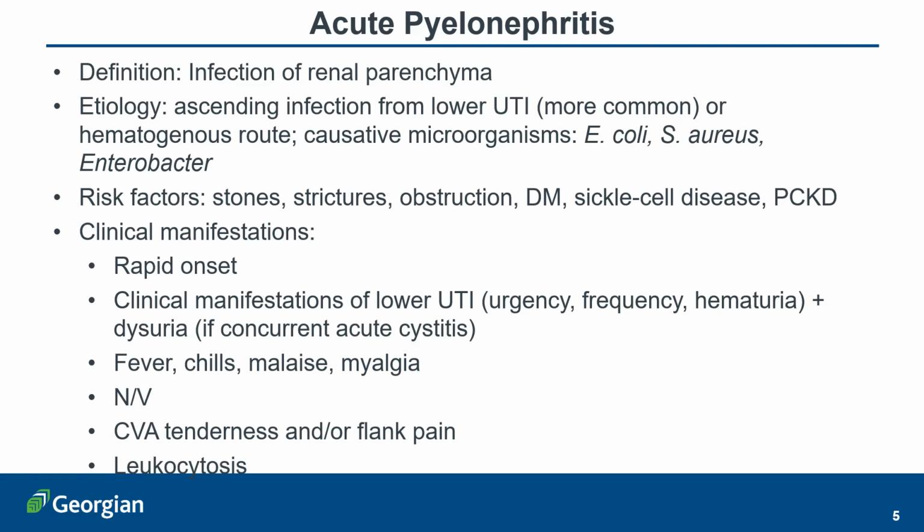For the clinical manifestations of acute pyelonephritis, it's usually a rapid onset, so not several weeks, but several days. And then you have the clinical manifestations of a lower UTI, because usually it's an ascending infection, so there's acute cystitis, and then that progresses to acute pyelonephritis as the bacteria makes its way up the ureter to the kidneys. So you'll have the clinical manifestations of a lower UTI, which will be urgency, frequency, and hematuria, plus dysuria if there's acute cystitis as well.